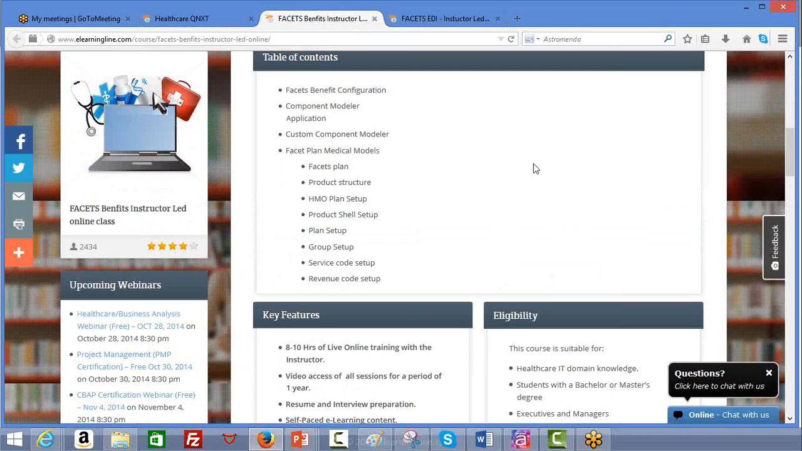Now, as part of the benefit, we will be talking about how the benefit configuration works, how the component modeler and the custom component modeler work. These three things go hand in hand to create a framework of your benefit, which will be used again and again. It creates a shell. Then we have the example given over here where we will actually create a plan and the product structure, and set up one example to showcase, let's say, a HMO plan, and the steps we have to take to complete the setup of a HMO plan.